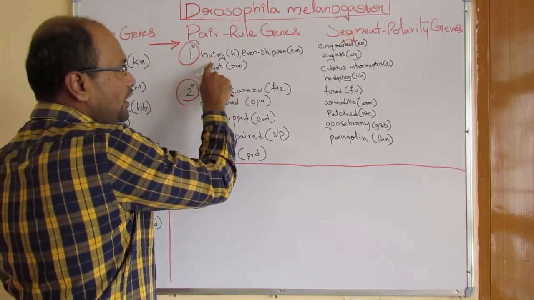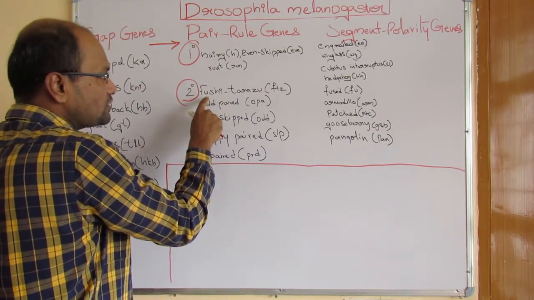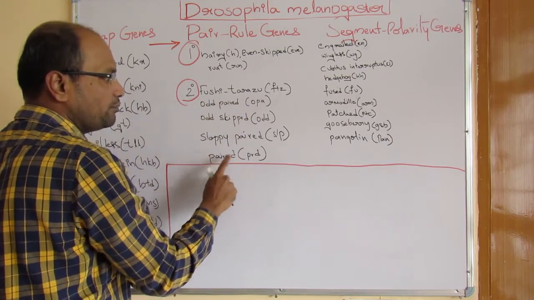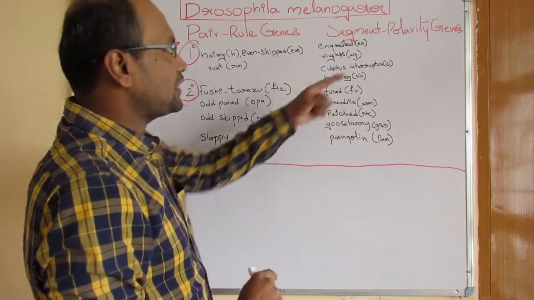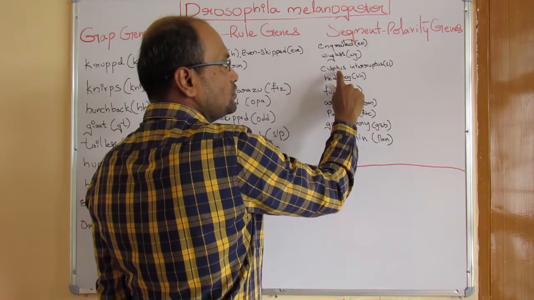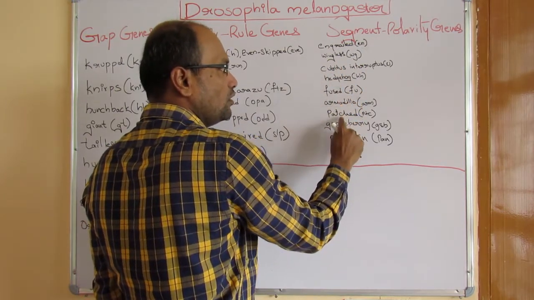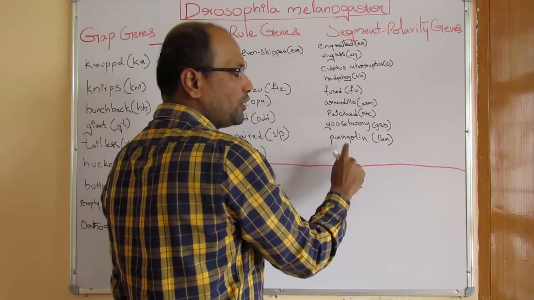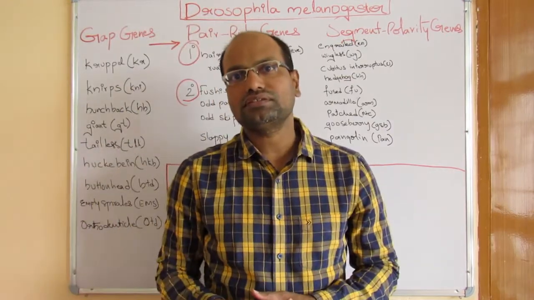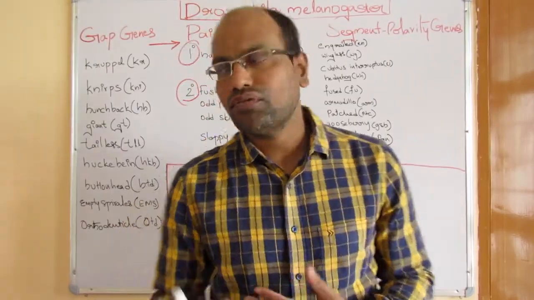In primary you will see hairy, even-skipped, runt proteins, and in secondary pair-rule genes you will have fushi tarazu, odd-paired, odd-skipped, sloppy-paired genes. And in the segment polarity genes, you will see engrailed, wingless, cubitus interruptus, hedgehog, fused, armadillo, patched, gooseberry, pangolin. So these are the different genes present in the gap genes, pair-rule genes, and segment polarity genes. Now we will take up each one of these.